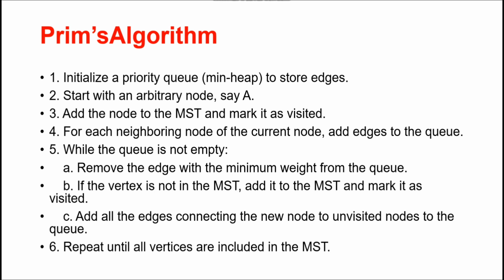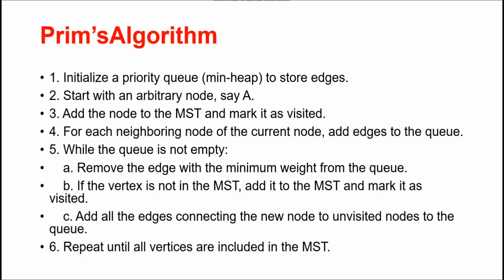While the queue is not empty, remove the edge with the minimum weight from the queue. If the vertex is not in the minimum spanning tree, add it to the minimum spanning tree and mark it as visited. This is all about growing the minimum spanning tree. Next, add all the edges connecting the new node to unvisited nodes to the queue. Repeat until all the vertices are included in the minimum spanning tree. The algorithm terminates when all the vertices are included in the minimum spanning tree. This is what Prim's algorithm says.